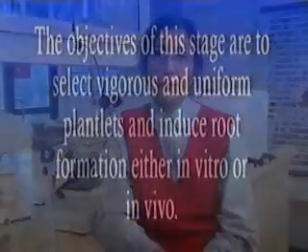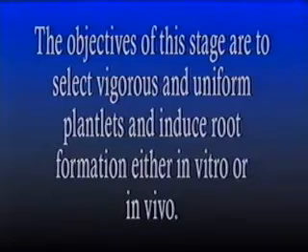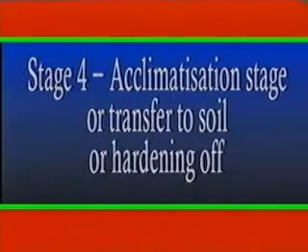So, to summarize, the objectives of this stage are to select vigorous and uniform plantlets and induce root formation either in vitro or in vivo. This is the final and most critical stage in micropropagation.